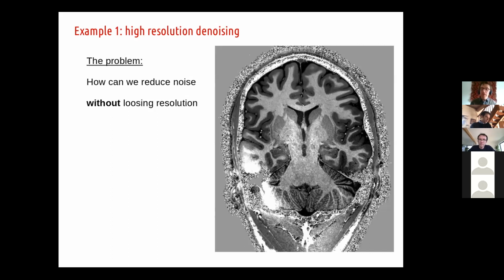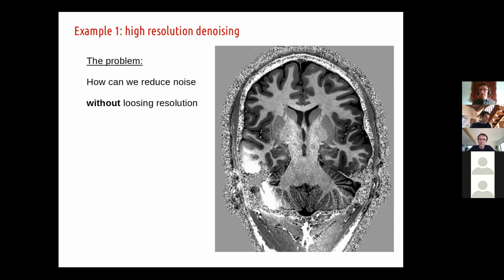And so if you start smoothing with some Gaussian filtering or something like that, you're basically reducing that resolution that you spent a lot of time and effort acquiring. So you're throwing away the data that you wanted to get in the first place. So how do we do that? How do we reduce the noise without losing resolution?